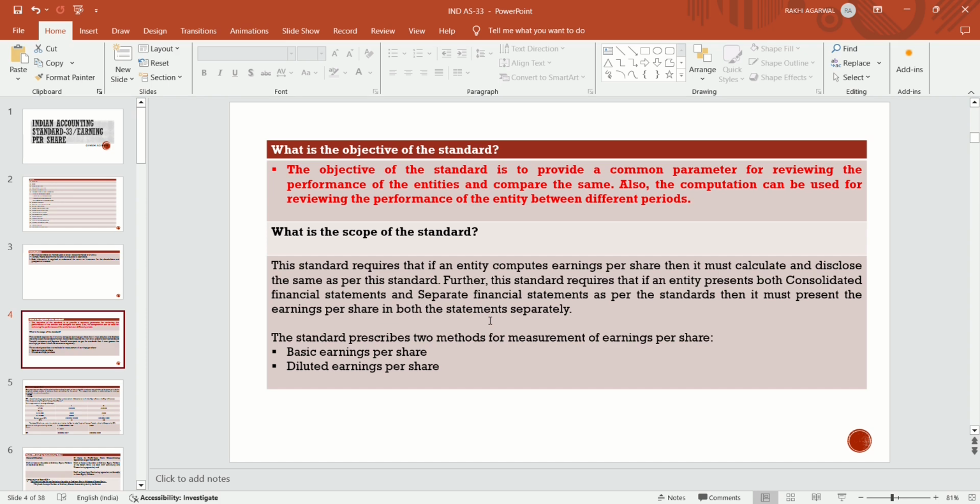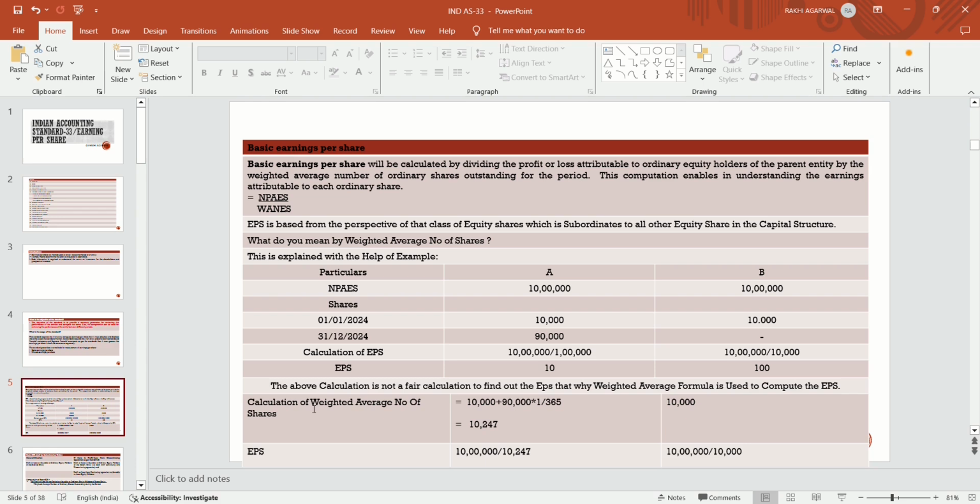In the consolidated statement it is presented, and in the separate financial statement it should also be disclosed. The standard prescribes two methods for measurement of earning per share, that is basic earning per share or diluted earning per share. Now, basic earning per share, what is the definition of basic earning per share?